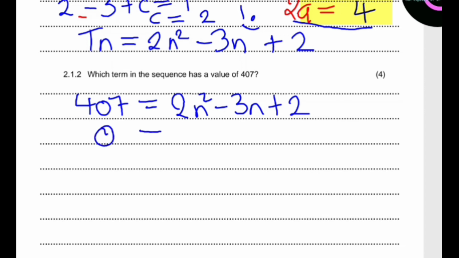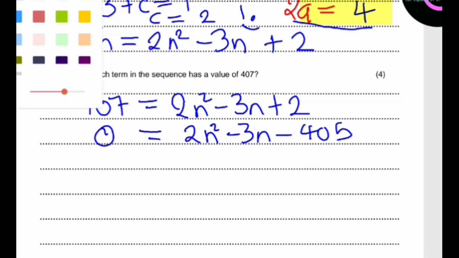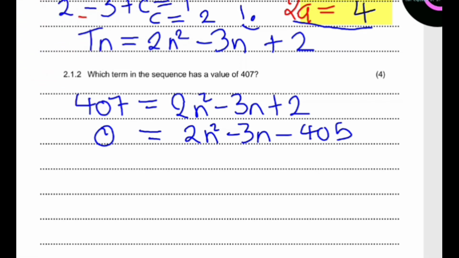So we're going to end up with 0 on this side. We have taken the 407 across. It's going to become a negative 405. So if I was to use the formula, I can see that my A value is 2, my B value is minus 3, C is negative 405.